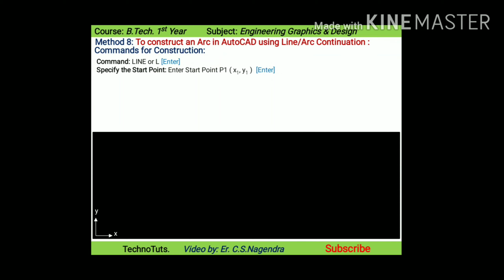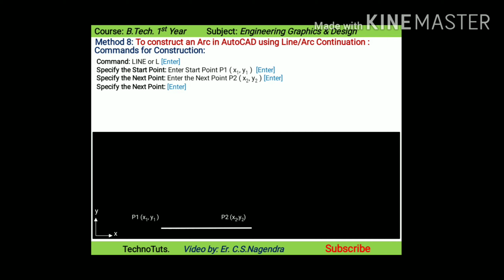Okay students, now at the command prompt type line and press enter key. You will see the viewport visible on the screen. Now the computer will ask you to specify the start point. Enter the values of the start point, say P1, and press enter key. Point P1 will be visible on the screen. The computer will again ask you to specify the next point. Enter the values of the next point, say P2 having coordinates x2, y2, and press enter key. You will see point P2 also visible on the screen, and a line between points P1 and P2 constructed on the screen.